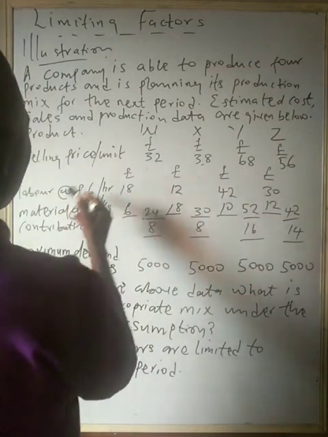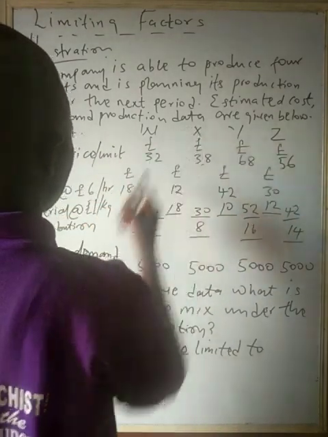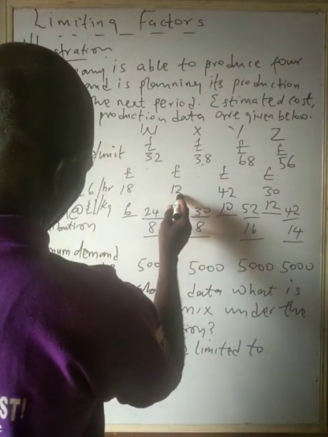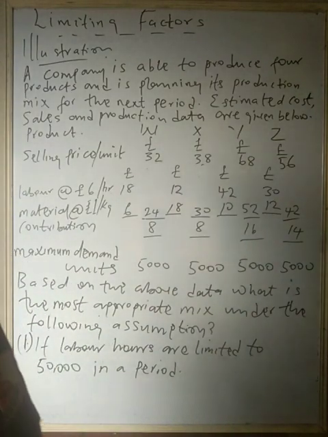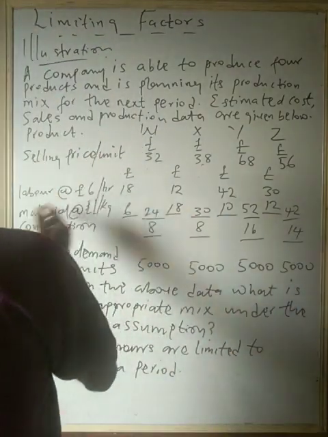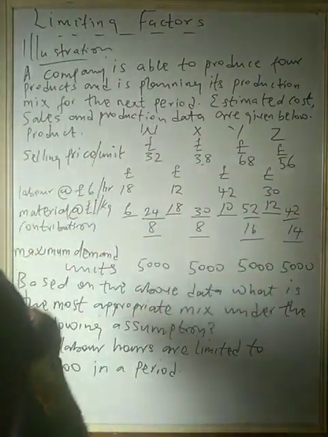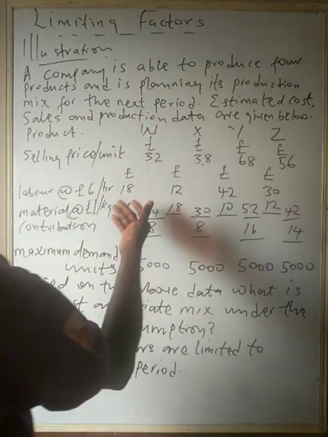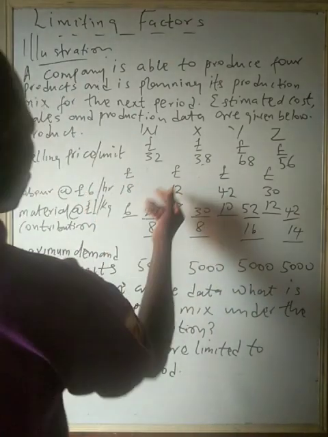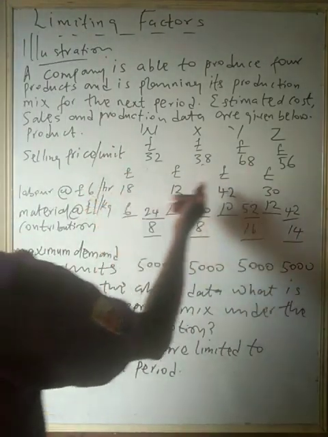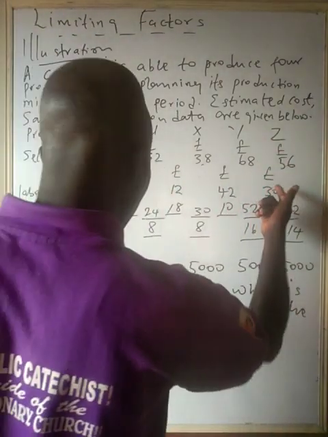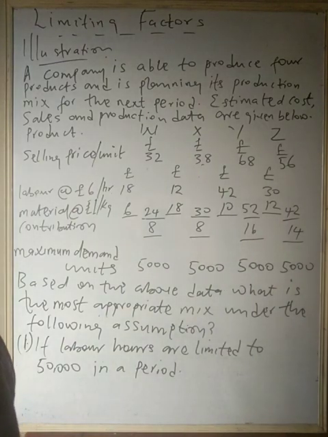For the labor of X, £6 per hour, giving us 12 pounds. £6 per hour, giving us 42 pounds. £6 per hour, 30. That is, for us to get the hour per product here, just divide the pounds by 6, giving us 3. The pounds divided by 6, giving us 2. Pounds divided by 6, giving us 7. Pounds divided by 6, giving us 5.